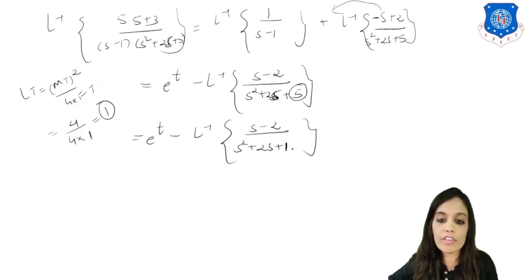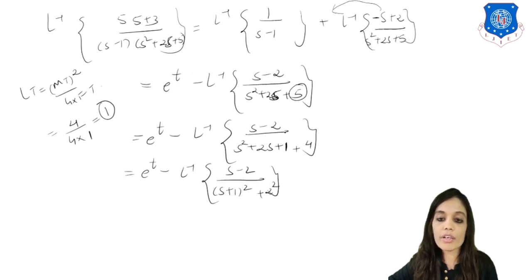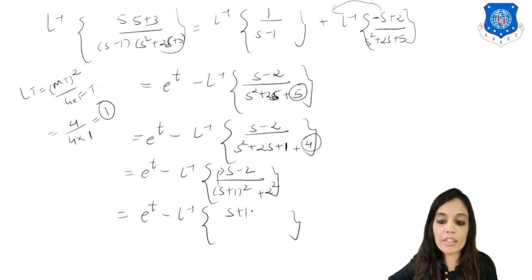So e raised to t minus Laplace inverse of s minus 2 upon s square plus 2s plus 1. Now I want total 5, so we have to write plus 4. So we will have e raised to t minus Laplace inverse of s minus 2 upon s plus 1 whole square plus 2 square, right? This is 2 square. Now set s plus 1 in the numerator as we have done a sum before also. So e raised to t minus Laplace inverse of, write s plus 1 firstly. So what we have to subtract in order to find minus 2, we have to subtract by minus 3. Denominator will remain as it is.